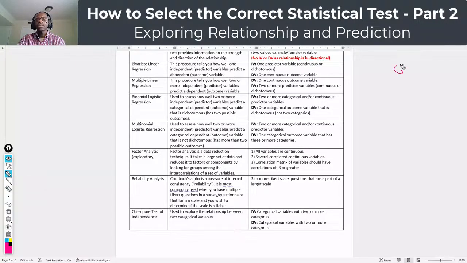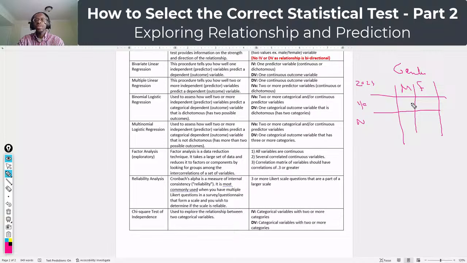Gender, so male and female, and whether or not they graduated. So we'll say 2023 graduation rates. So did they graduate in 2023? Yes versus no. Okay. All right. So that's what we're looking at. And what we're doing is we're comparing to see if there's a relationship and see if there's a difference.